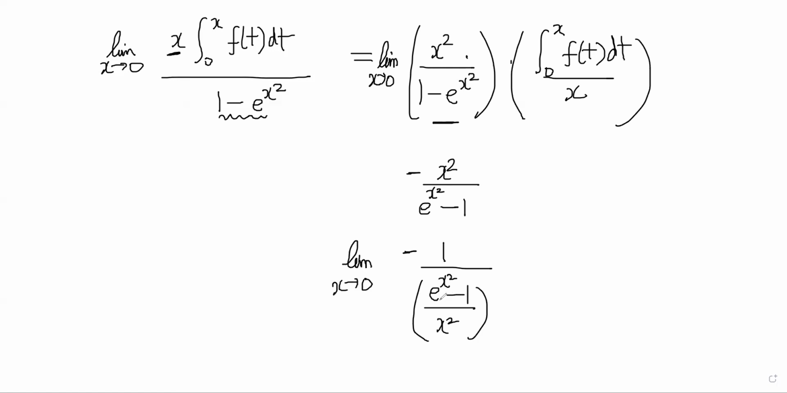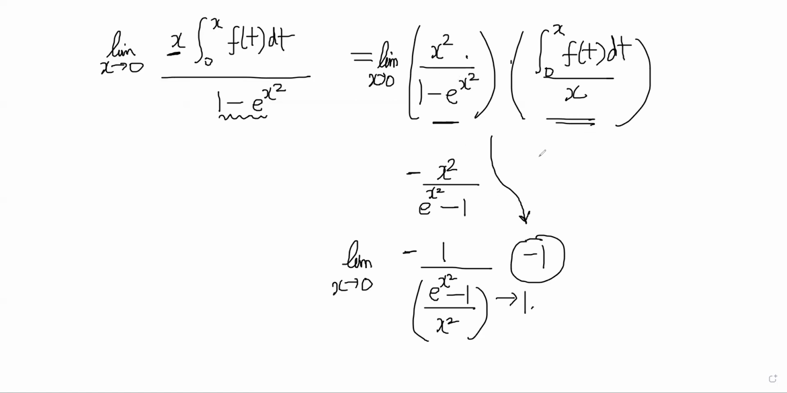E power x minus 1 by x tends to 1 if x tends to 0. This part tends to 1 if x tends to 0. That is the standard form. So the limit here will come out to be minus 1. This part you can also check by L'Hospital's twice. You'll have to do 2 times differentiation to get the minus 1 limit here.